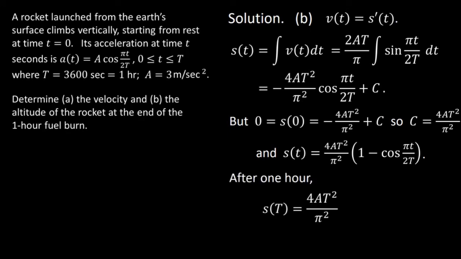And now I evaluate at the 1 hour, which is capital T, which is 3,600 seconds. Simplify it, and I can evaluate it using our values for the constants. And this is the altitude of the rocket in meters after 1 hour. I can write this in kilometers. It's over 15,000 kilometers. Now to put this in perspective, it's about the diameter of the Earth, a little bit more.